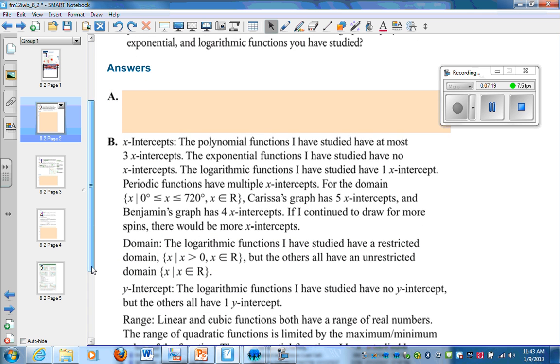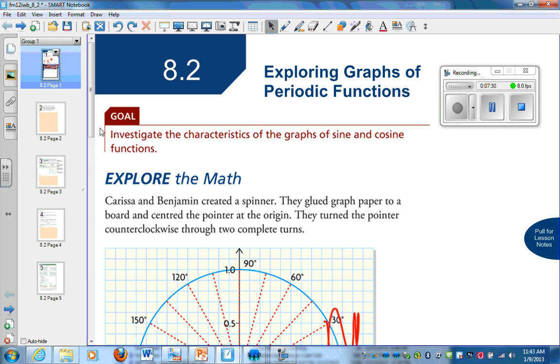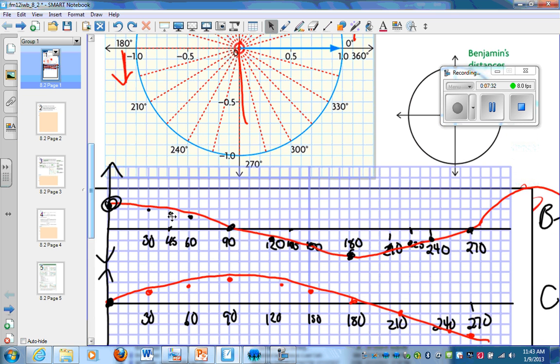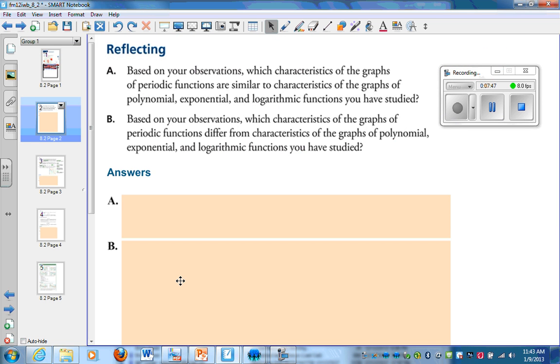X-intercept. The polynomial functions I've studied had at most 3. Exponential has none. Logarithmic had 1. But periodic have many. So we saw here in terms of intercepts that we have one there, another one there. And guess what? As this graph continues, I'm going to have a number of intercepts. This graph here, I have an intercept, and then I'd come back and have another intercept. So there seems to be more x-intercepts.